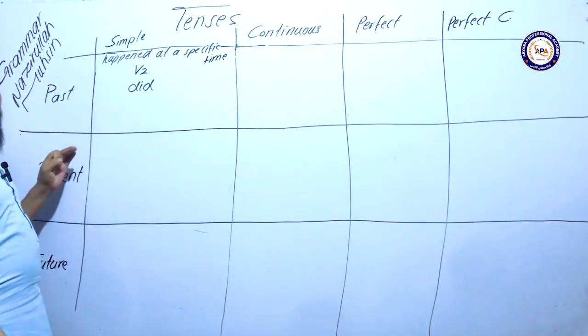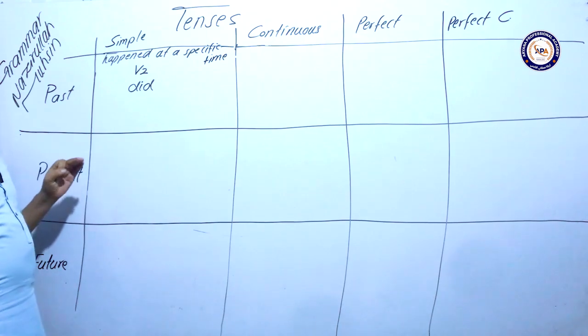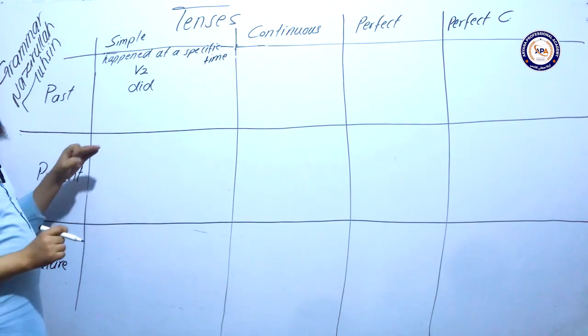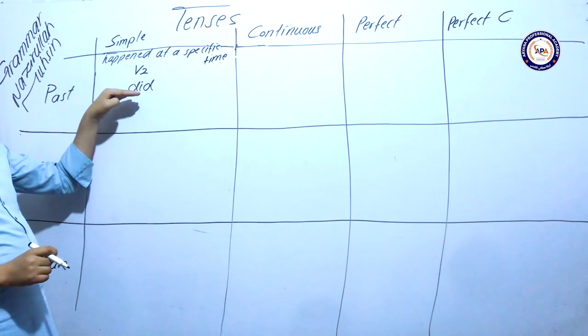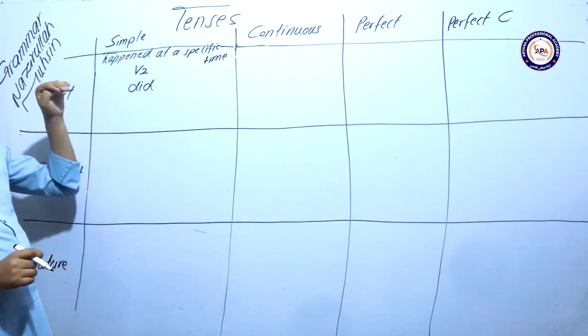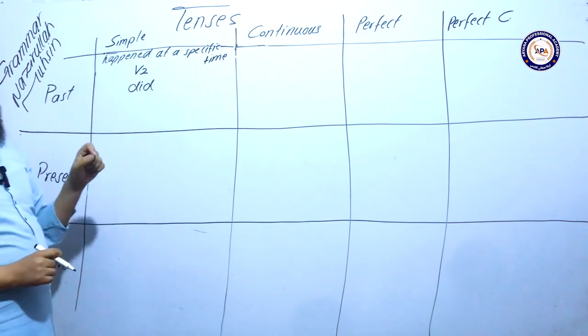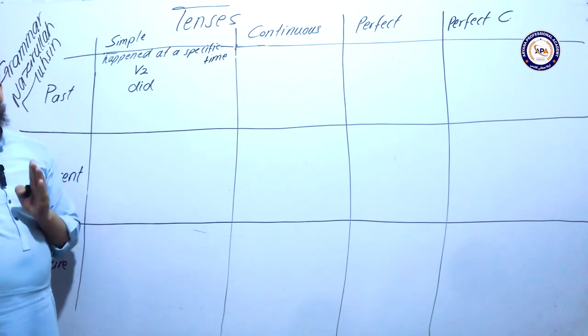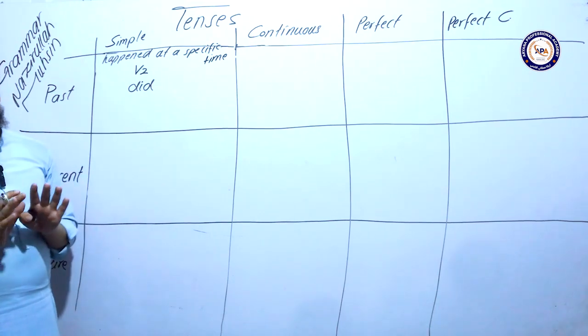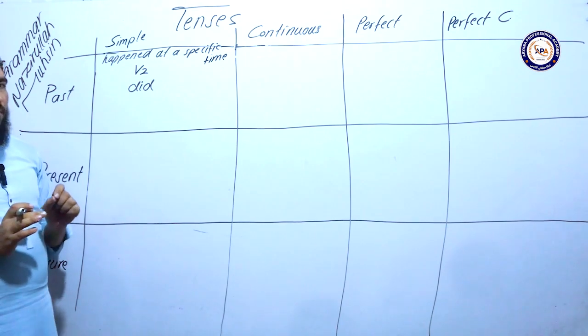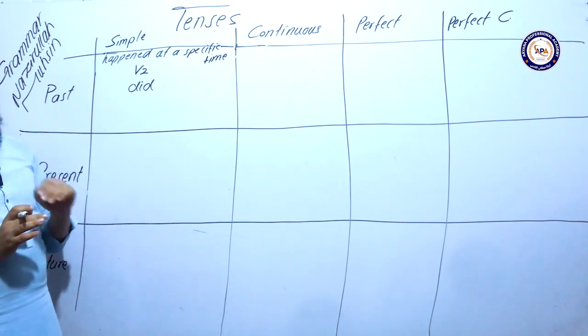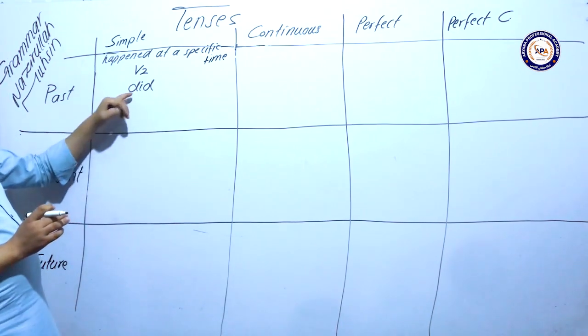You have to notice that all the sentences are changed into negative and interrogative with the help of this auxiliary verb. And the auxiliary verb is used between subject and main verb. Right? All the auxiliary verbs are used between subject and main verb. So in past simple, we use did.